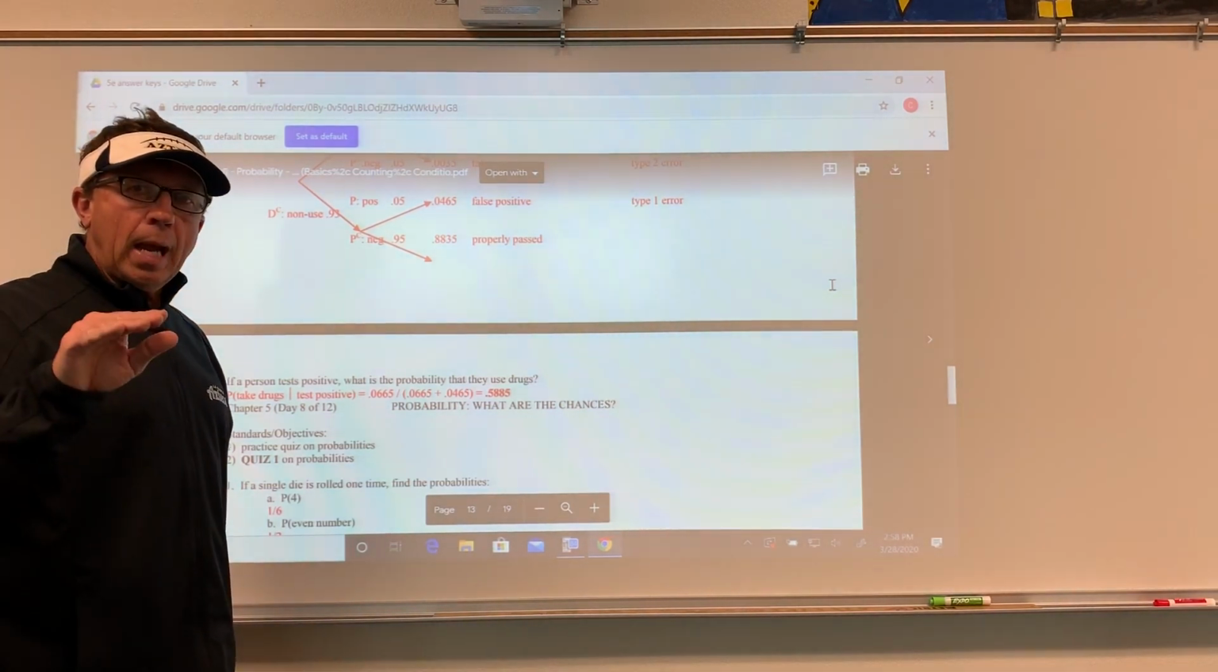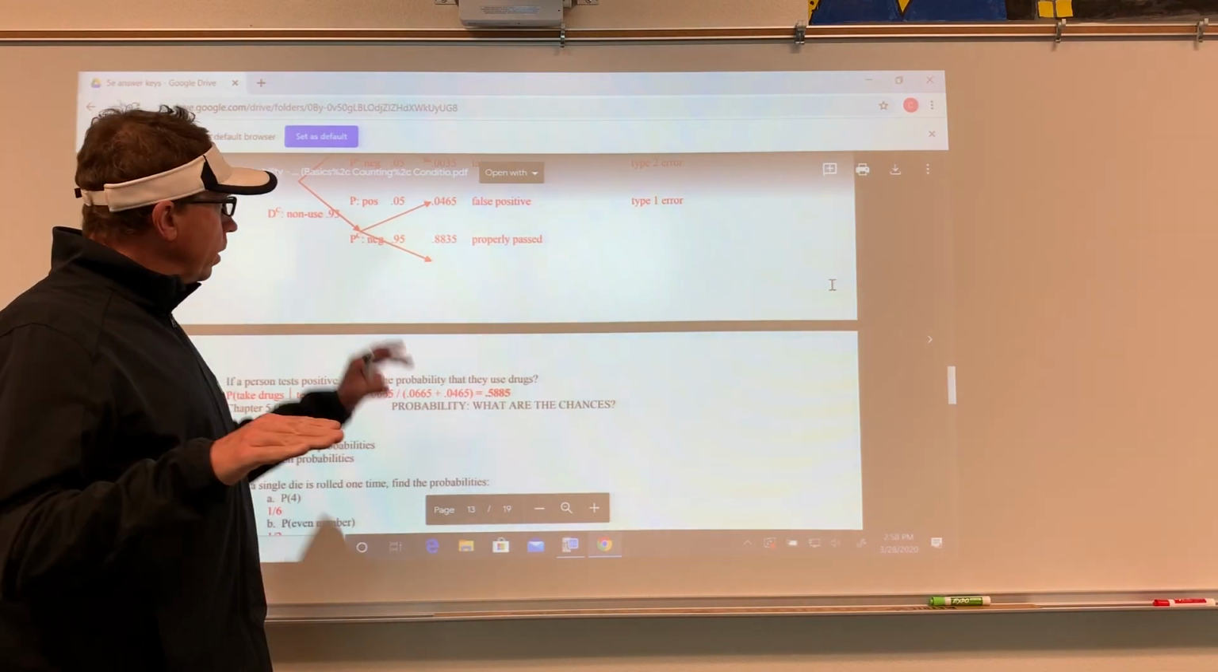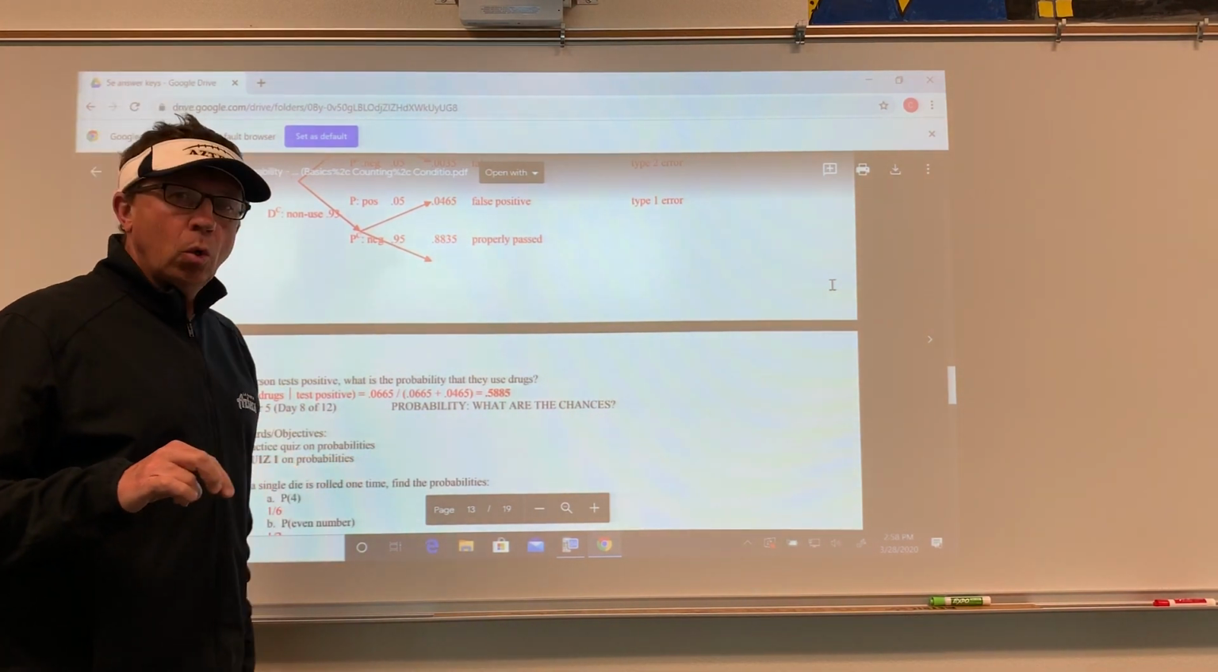Okay, and that concludes Chapter 5, Day 7, the last two tree diagrams we will go through together.